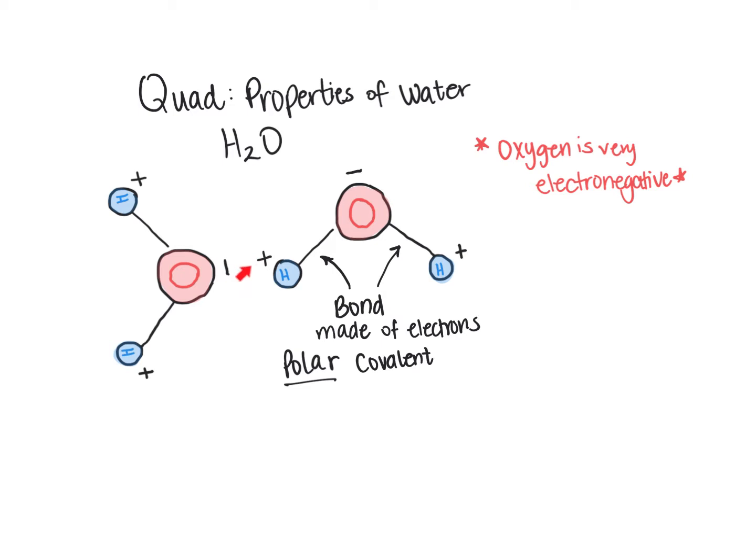And I'm going to represent that with dots, because this isn't a true bond made of electrons. This is what we call a hydrogen bond. And it's just an attraction between the two molecules. But that hydrogen bond is going to play an important role in some of the other properties of water we will discuss in class. For this warm-up, we're going to talk about the most important property of water to life, which is that water is a versatile solvent.